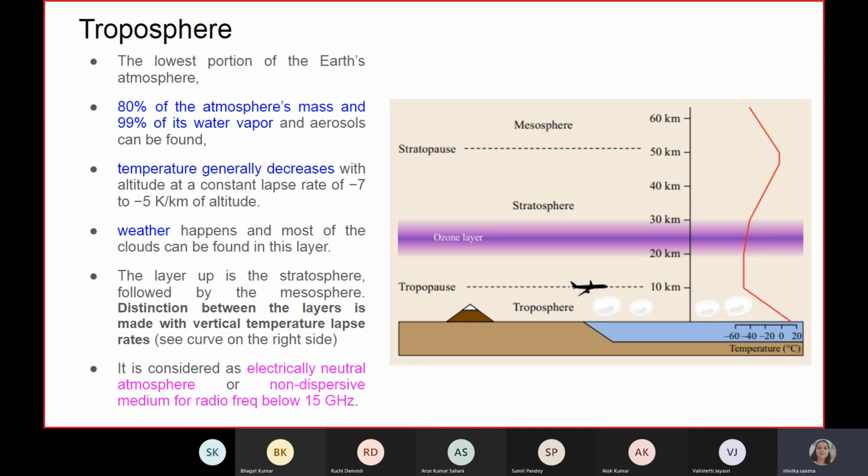That is why this portion below the tropopause, until we reach the Earth's surface, is known as the troposphere. It is an electrically neutral atmosphere. It is also a non-dispersive medium for radio frequencies below 15 gigahertz. That means the use of dual frequency won't help us remove this tropospheric delay, as we will see in the ionospheric delay, where dual frequency use is beneficial.